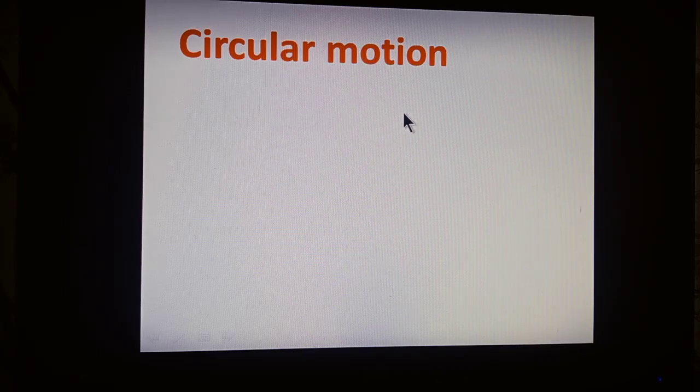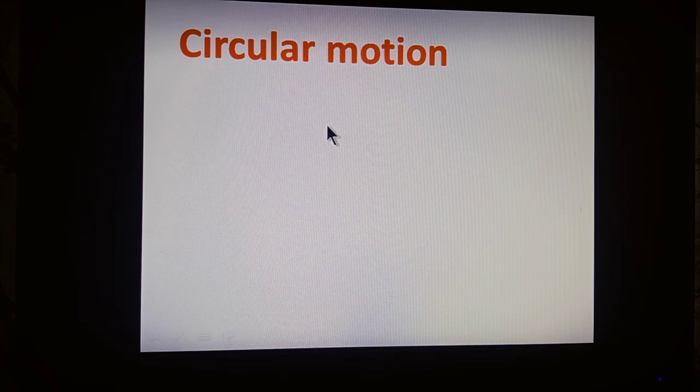A type of motion in which a body moves about a fixed point such that during the motion its distance from the fixed point remains the same. Such a motion is called circular motion. Students, for example, a stone tied with a string and whirled around in a circular path is an example of circular motion. We will define the terms that we have already discussed for linear motion here again.